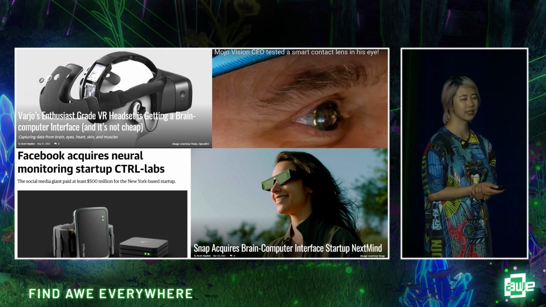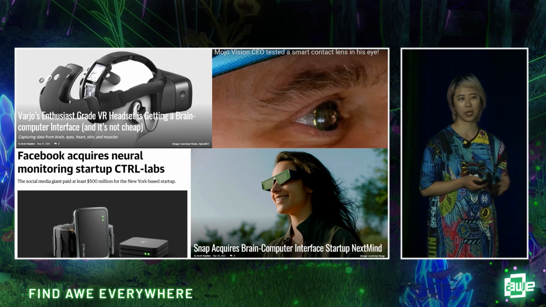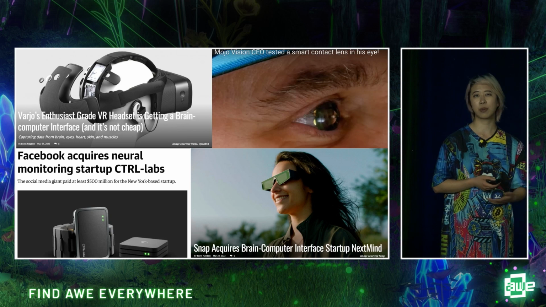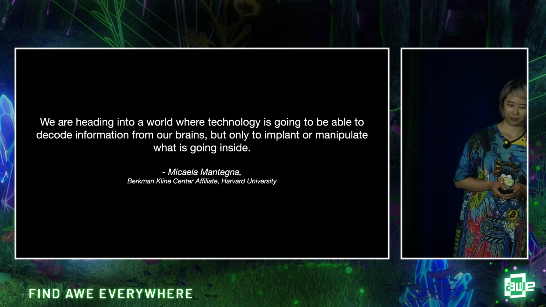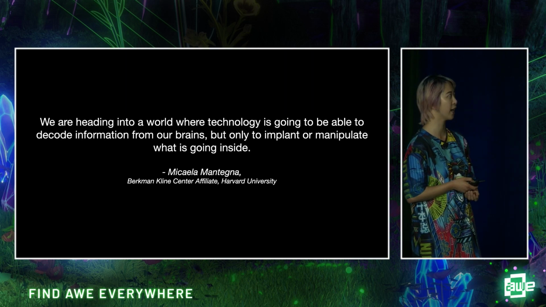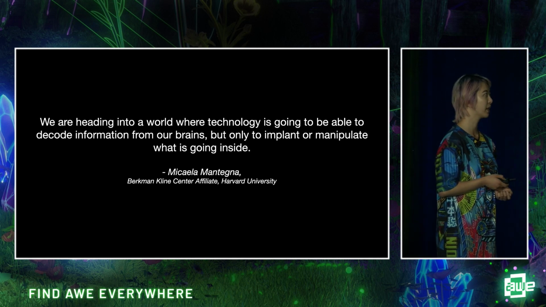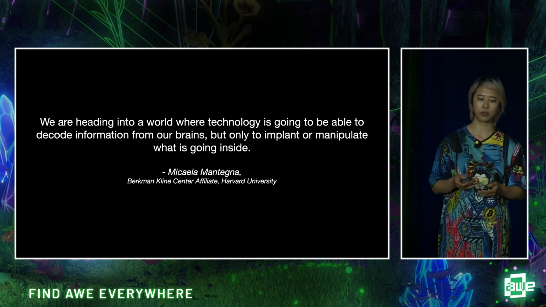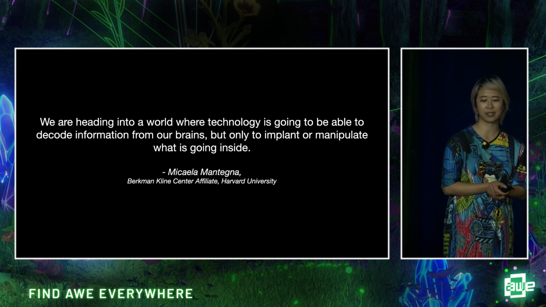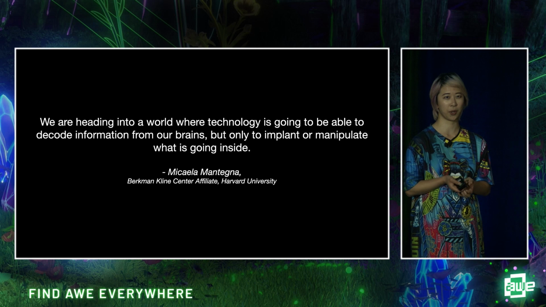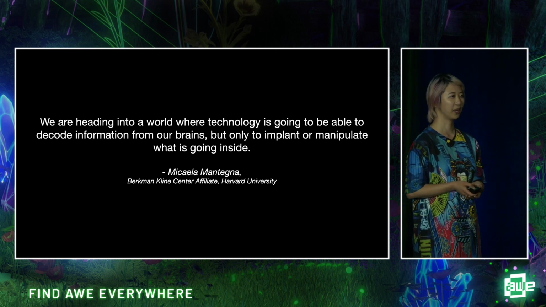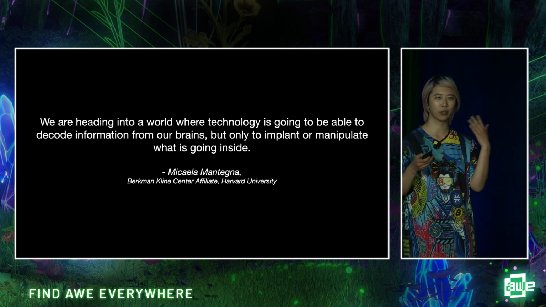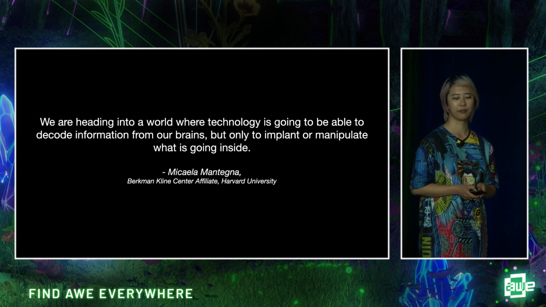And while it's exciting, it's also concerning, because we haven't figured out a standard way of handling not just data privacy, but biodata privacy. To quote another AI researcher, Michaela Matigna, she says, "We are heading into a world where technology is going to be able to decode information from our brains, but also to implant or manipulate what's going on inside." So we really need to think about that, where it's not just about reading information, but it can also be used to manipulate information.